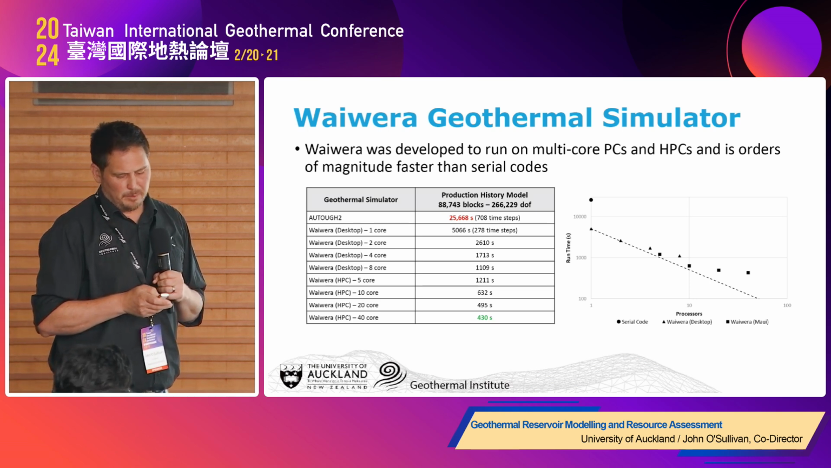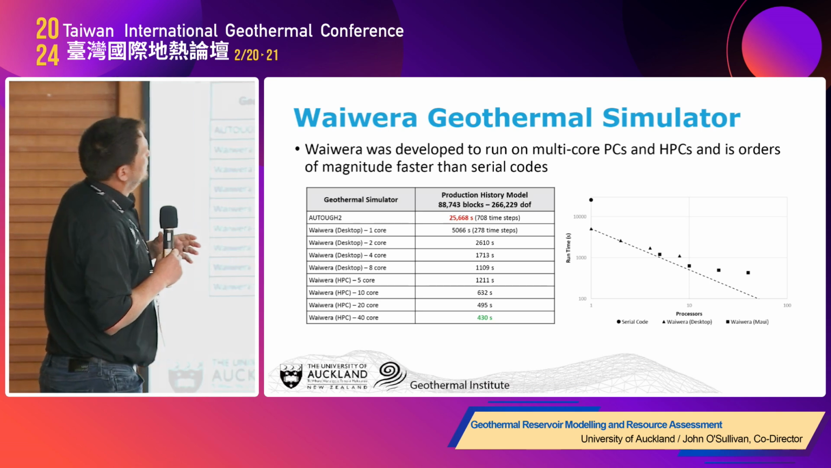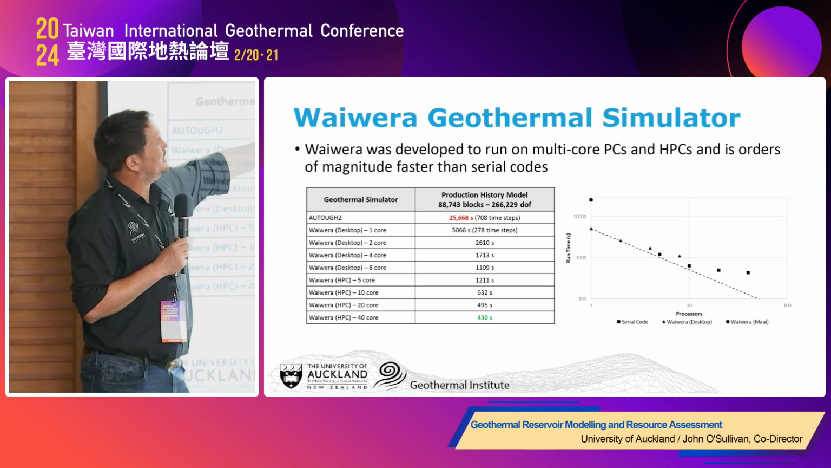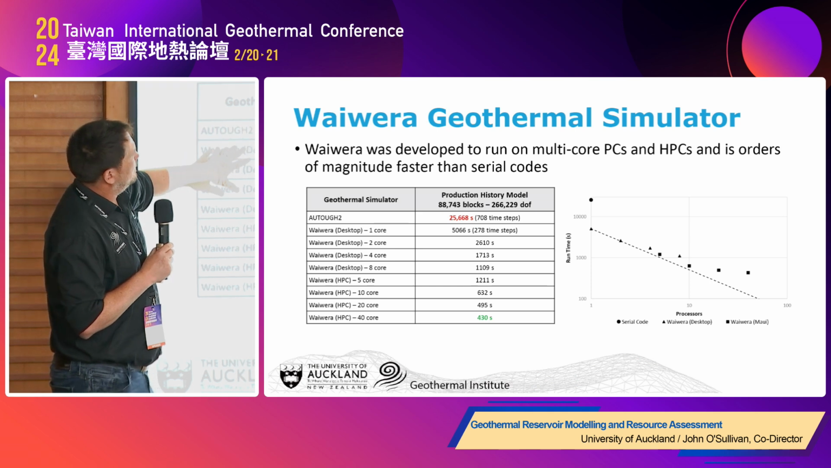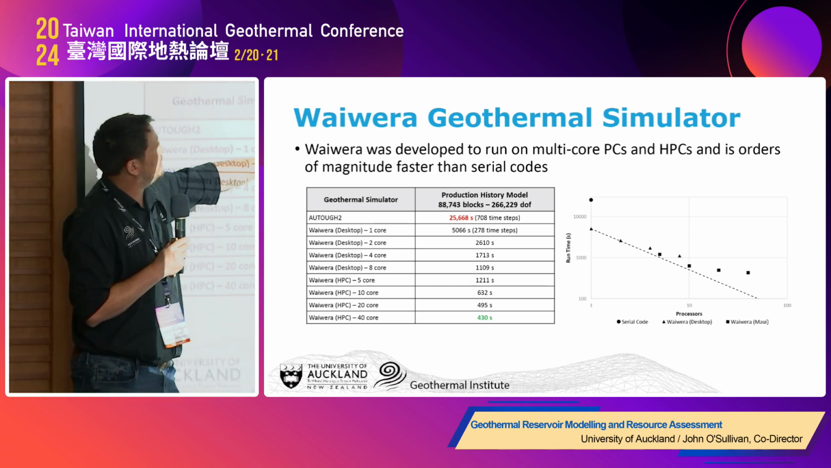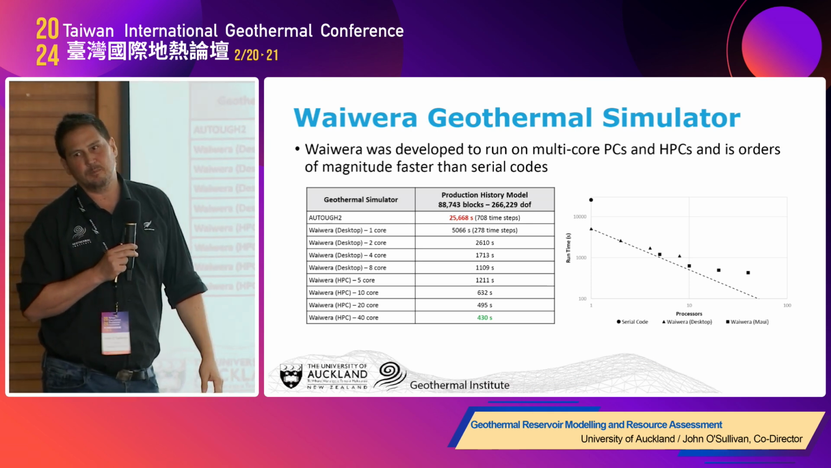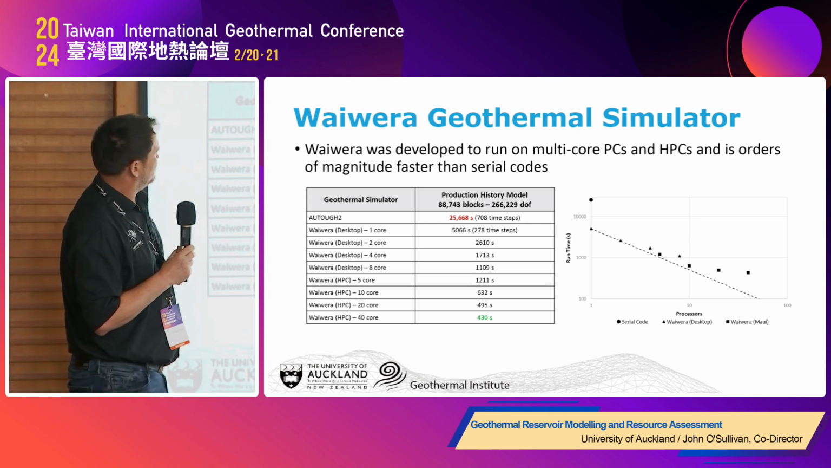This is just a bit of computer science, nerdy stuff for you. On a typical production history model, about 88,000 blocks, on TOUGH2 it was taking about 8 hours to run on a single computer. There's a lot of complex physics that's trying to be solved.